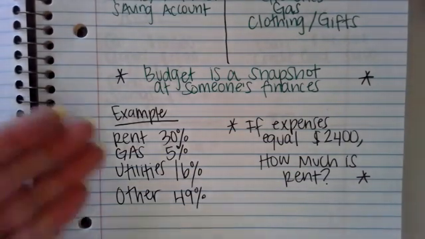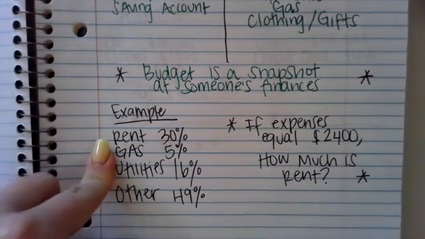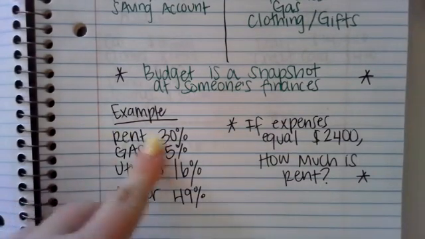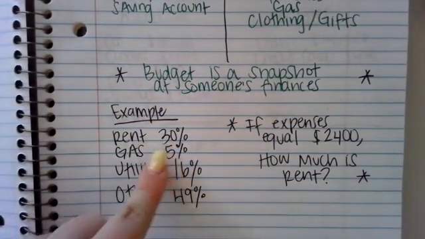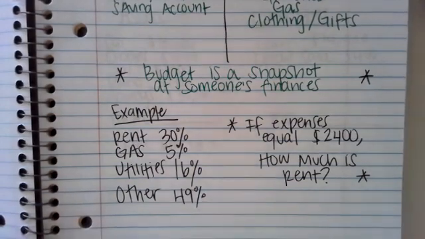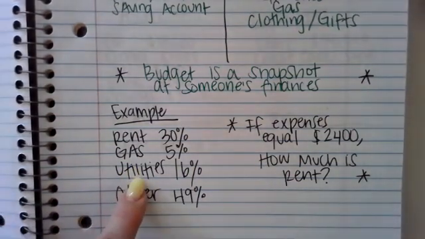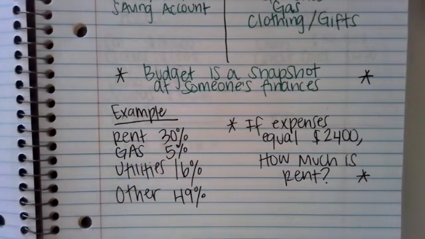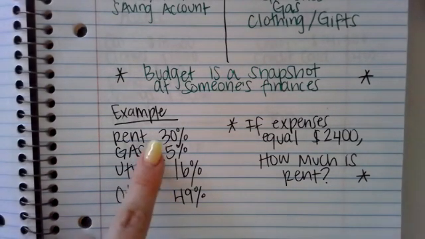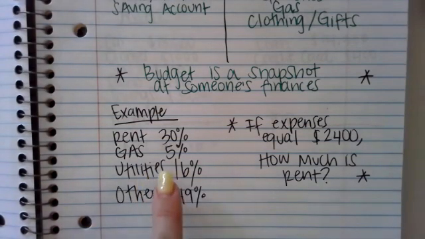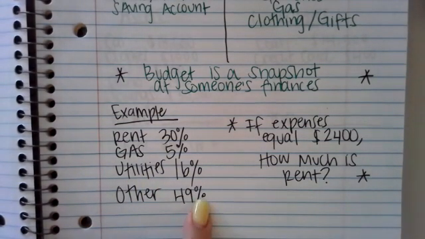Okay, so in this example, instead of telling us for this person's budget how much they're paying for rent, how much they're paying for gas, how much they're paying for utilities. Utilities are things like your water, your electricity, that kind of stuff. They just broke it down by percentage. So 30% of their budget is going to rent, 5% is going to gas, 16% is going to utilities, and that's a 4. 49% is going to other things. So probably stuff like the phone, the internet, car payment, savings account, all that kind of stuff.